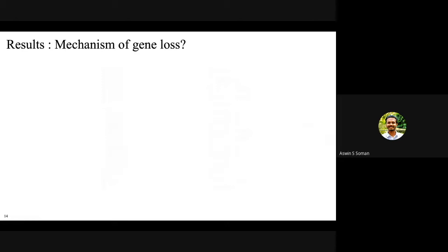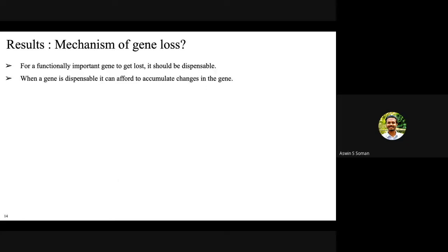Now, for a functionally important gene to get lost, it should be dispensable, which means there is an alternate pathway or a redundant gene which can compensate for its loss. When a gene is dispensable, it can afford to accumulate more changes in its sequence. So it's not just in chicken.